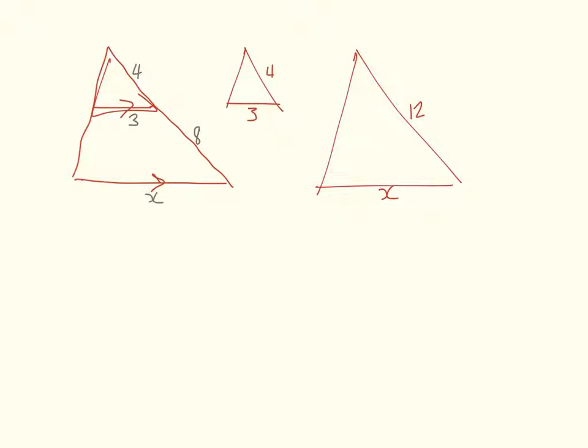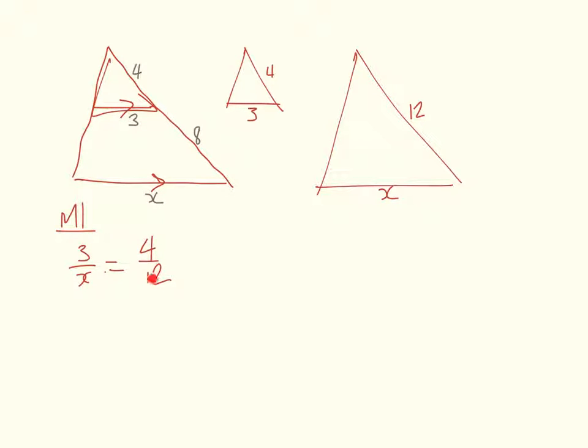Again, you can use method 1 or method 2. I will go with method 1 first, just to show you that it works. Method 1, if I go from the smaller to the bigger one, you can go big to small if you like, doesn't matter, it'll still work out. 3 corresponds with x, so I will go 3 over x is equal to 4 corresponds with 12, so 4 over 12.